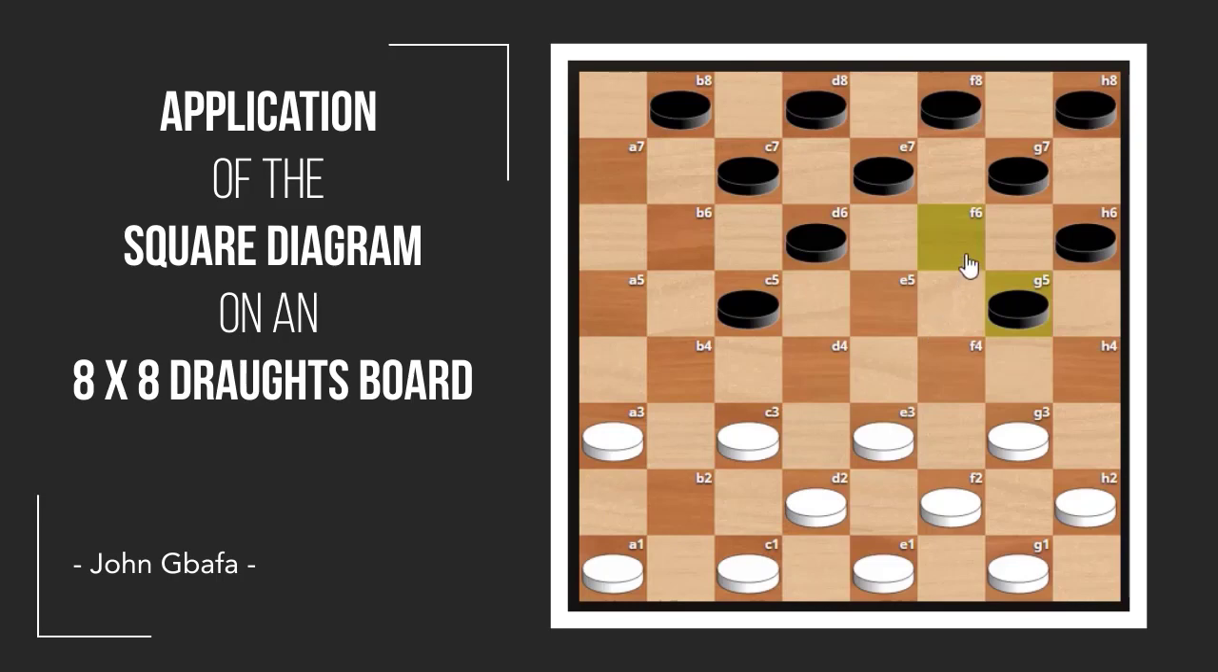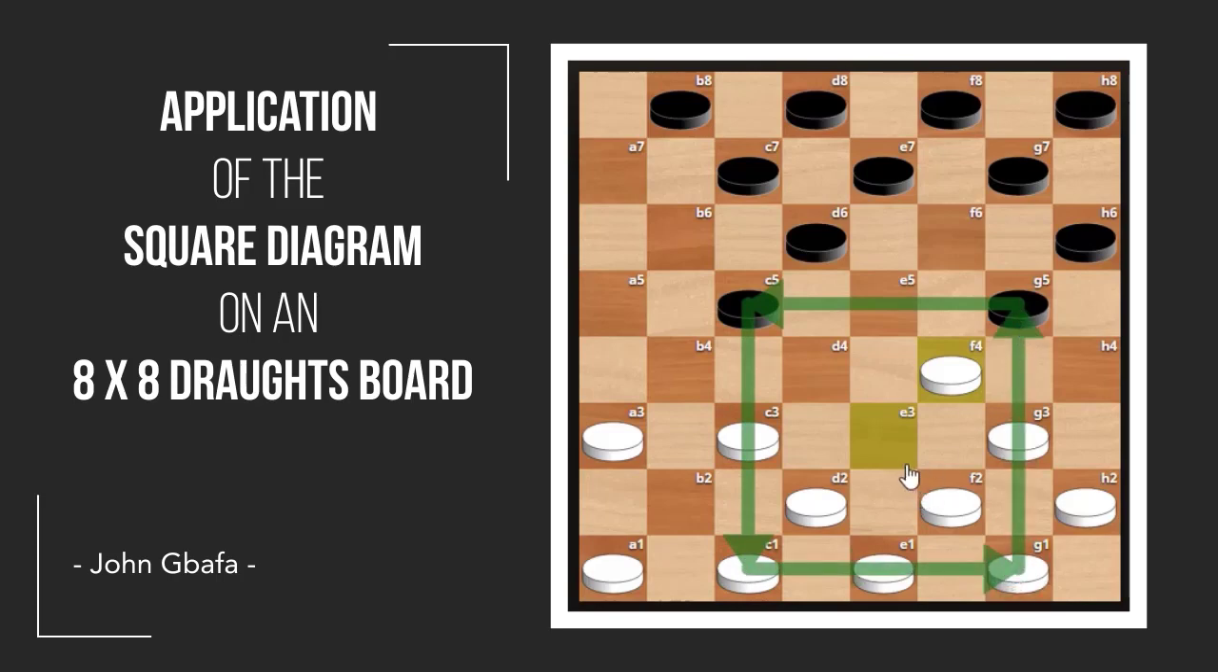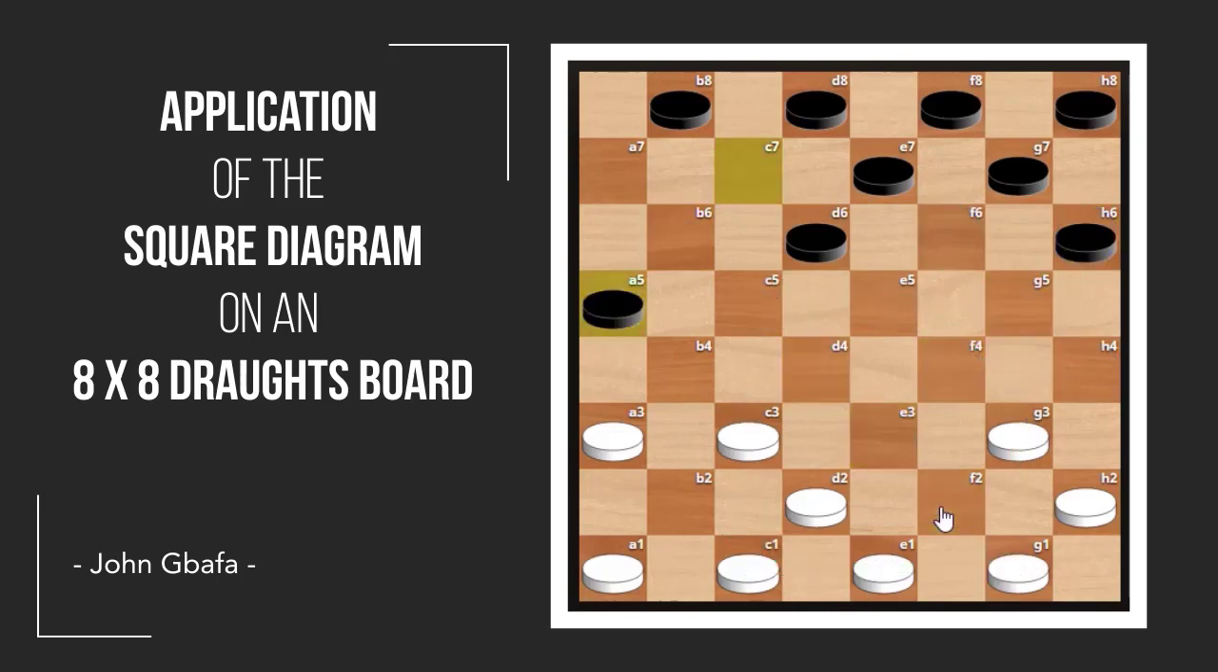So the opponent played f6, g5, and then I responded with e3, f4. If we draw the square diagram, the position at g5 is surrounded by f6, h6, h4, f4. I played e3, f4, taking this square here. We can also play a1, b2. I played this move to remove the piece at square c5, so we made this exchange.